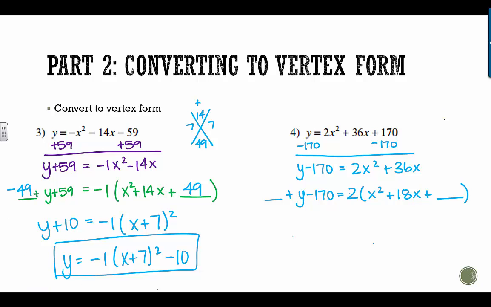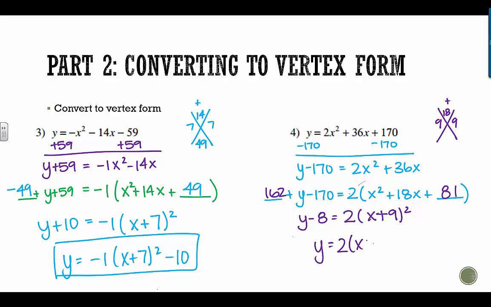So we want two numbers. They've got to add to make 18, and they have to be exactly the same, so 9 and 9. And then we add that to both sides. Now remember, this is really 2 times 81 here. So when we go to add something on this other side, we have to add 162, because that's what we really added over here. So you ended up with y minus 8 equals 2 times this thing factored, which is (x + 9) squared. So you get y = 2(x + 9)² + 8.